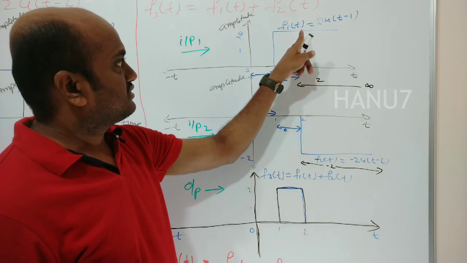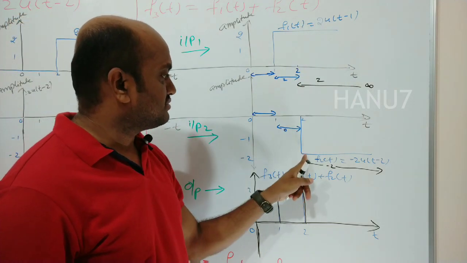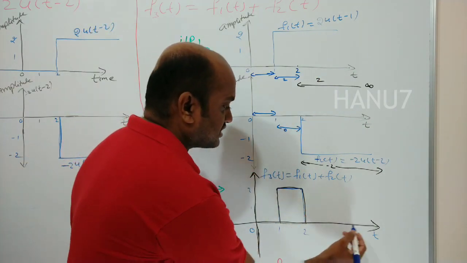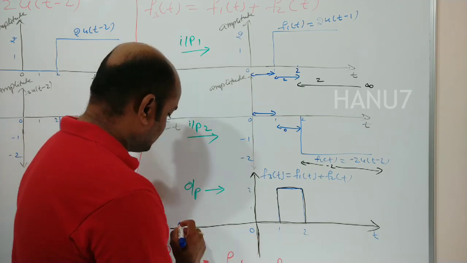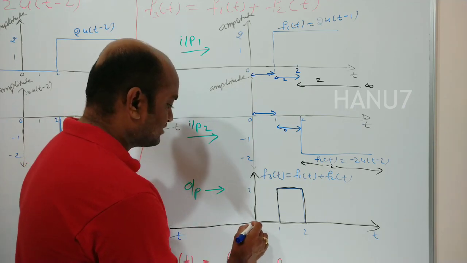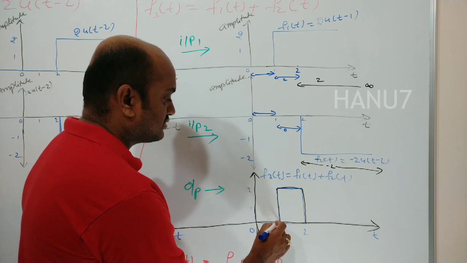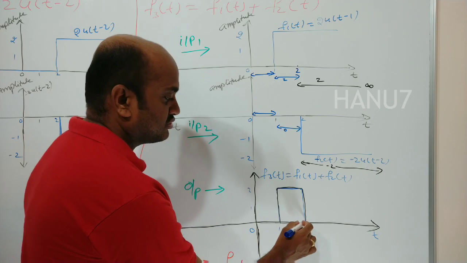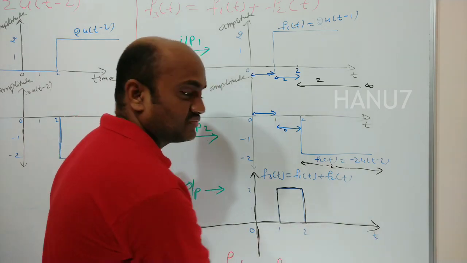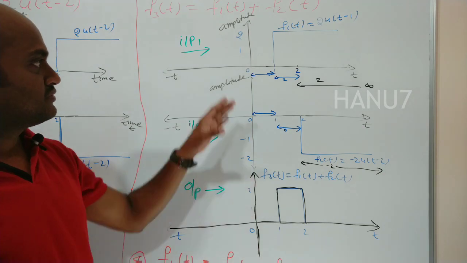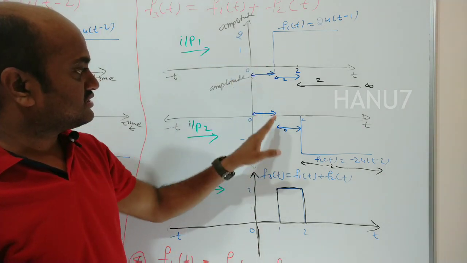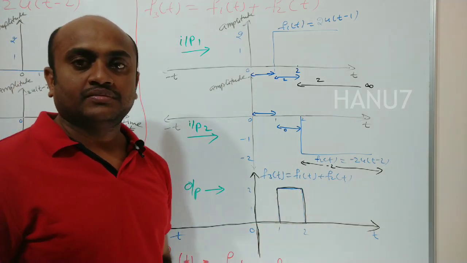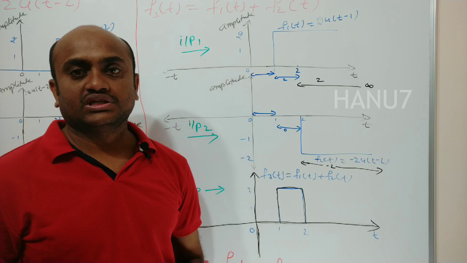From 2 onwards, the amplitude is plus 2 here and the amplitude is minus 2 here. 2 plus minus 2 becomes 0, and we got 0 here. So the resultant signal is like this: 0 for all negative values, from 0 to 1 also 0. Then I got 2. How long is it 2? Up to time value 2, and after 2, it is again 0. So we got the resultant signal, which is the addition of this and this, that is f1 of t plus f2 of t. So this is how we will work with operations on a given signal.